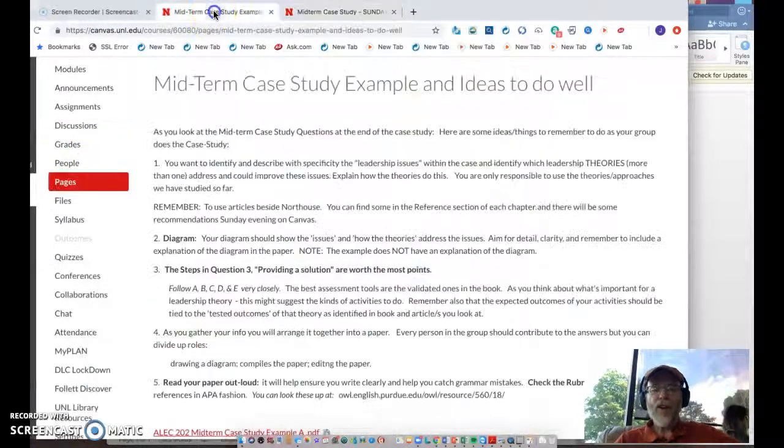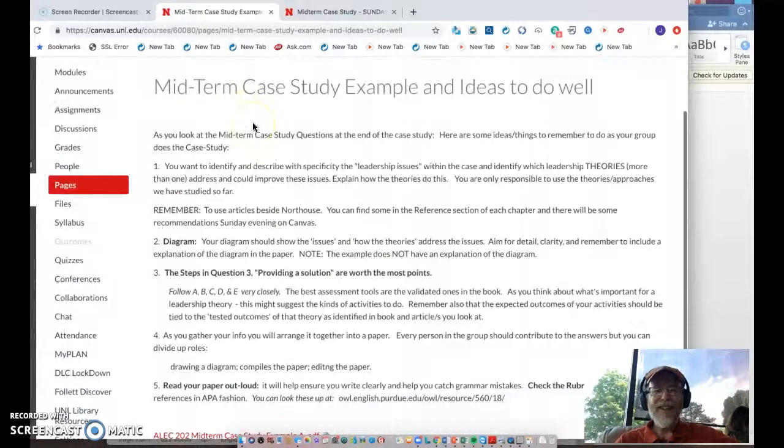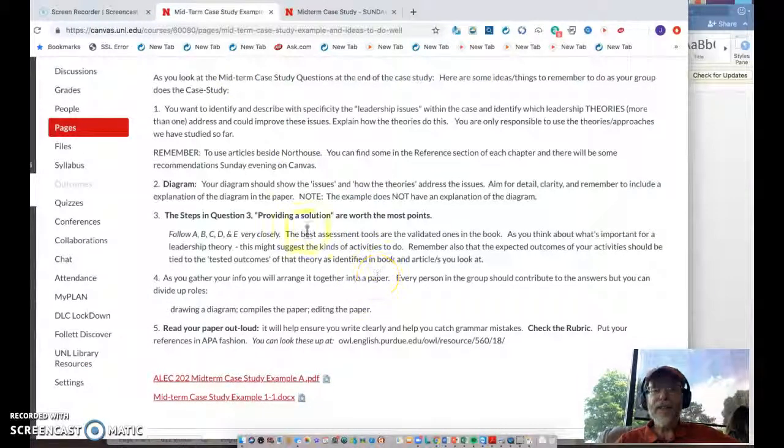So there are some ideas of how to do well on this document under the modules, an example and ideas to do well in the case study, and I explained some of this, plus there's a couple of examples. So again, an assessment, a diagnosis, then a development plan, and a diagram that then shows all that strongly rooted in the theory.